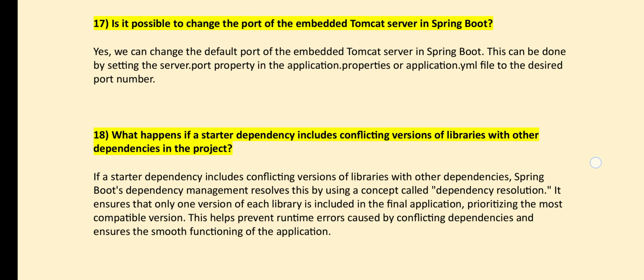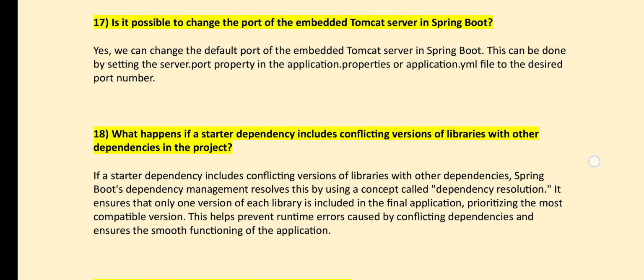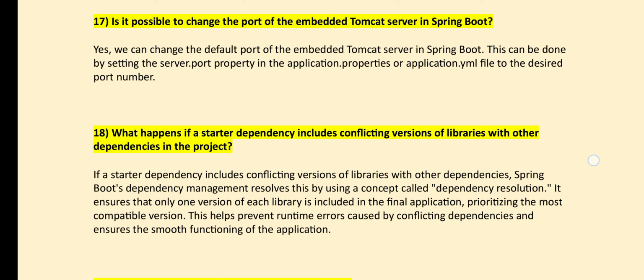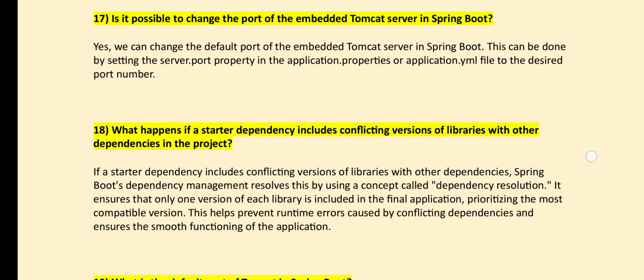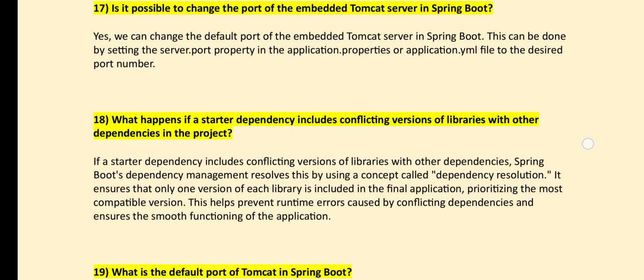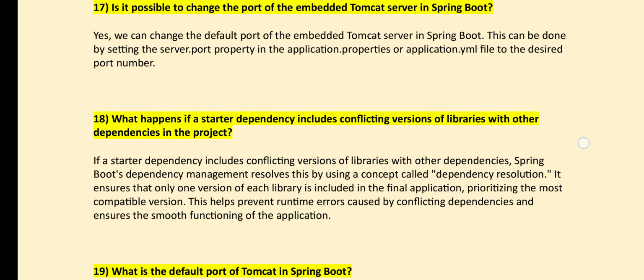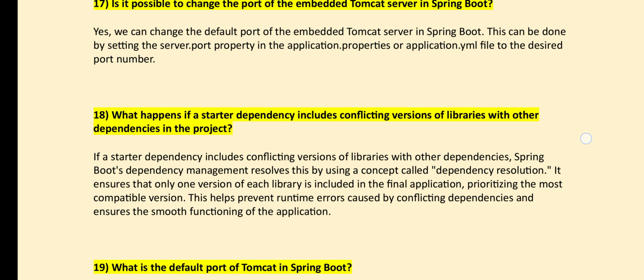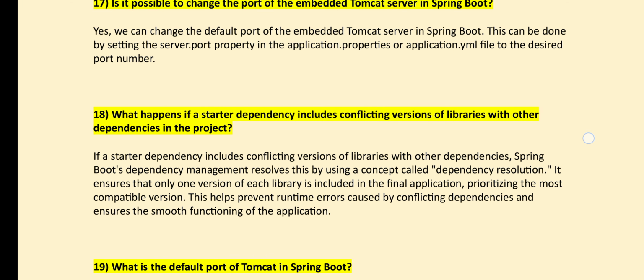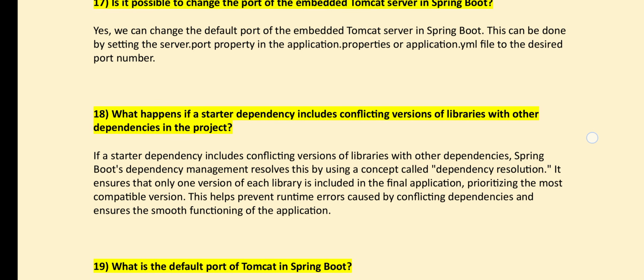What happens if a starter dependency includes conflicting versions of libraries with other dependencies in the project? If a starter dependency includes conflicting versions of libraries with other dependencies, Spring Boot's dependency management resolves this by using a concept called dependency resolution. It ensures that only one version of each library is included in the final application, prioritizing the most compatible version. This helps to prevent runtime errors caused by conflicting dependencies and ensures the smooth functioning of the application.